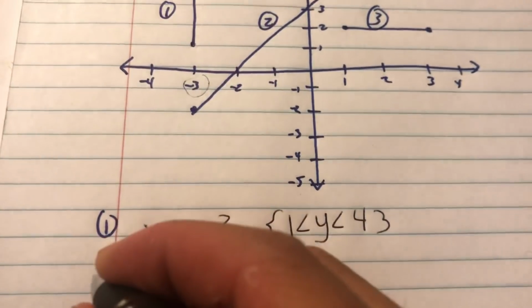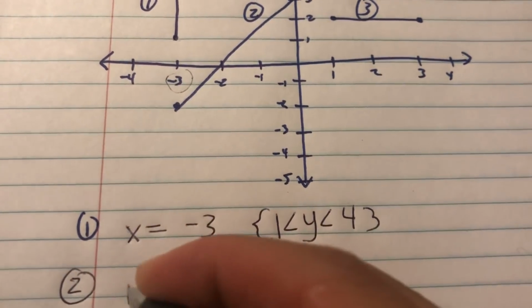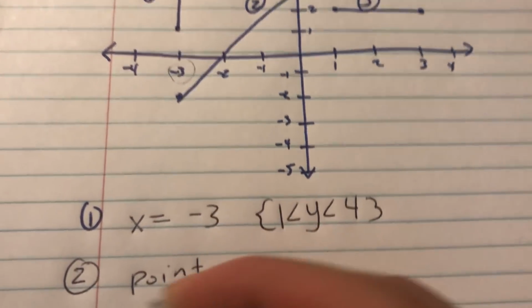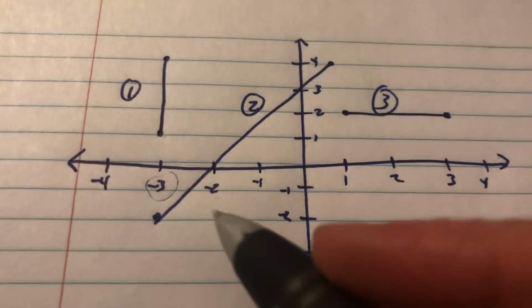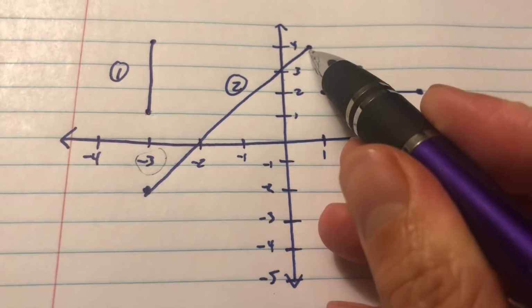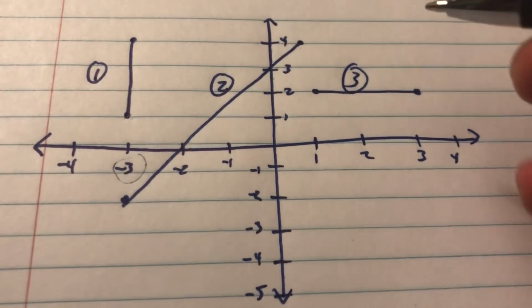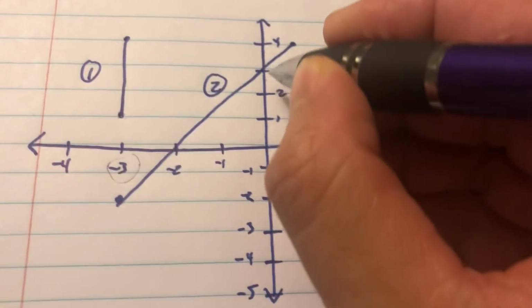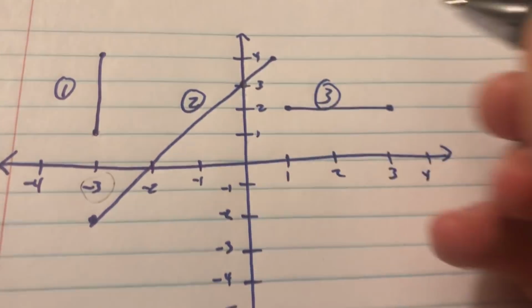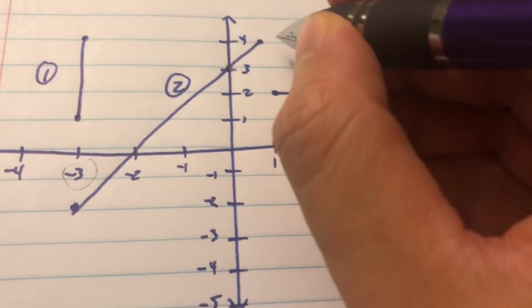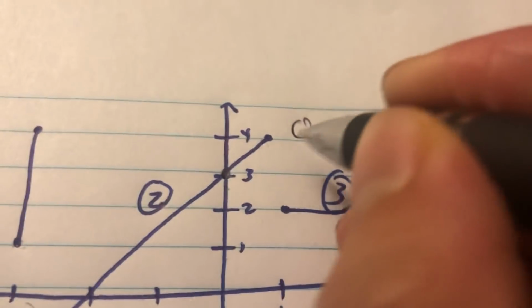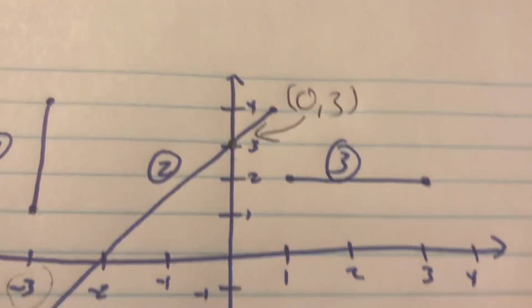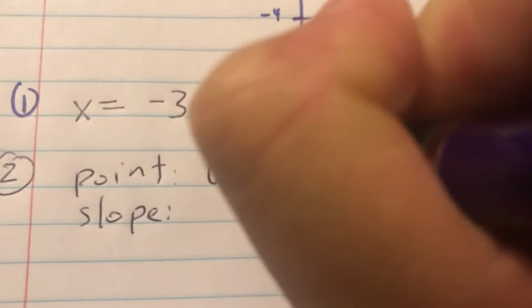For number 2, I need a point and I need a slope. For this point, I can choose any point on this line, preferably something easy so I can use my point slope easier. I'm going to use this point. This point right here is at 0, 3. So my point will be at 0, 3.